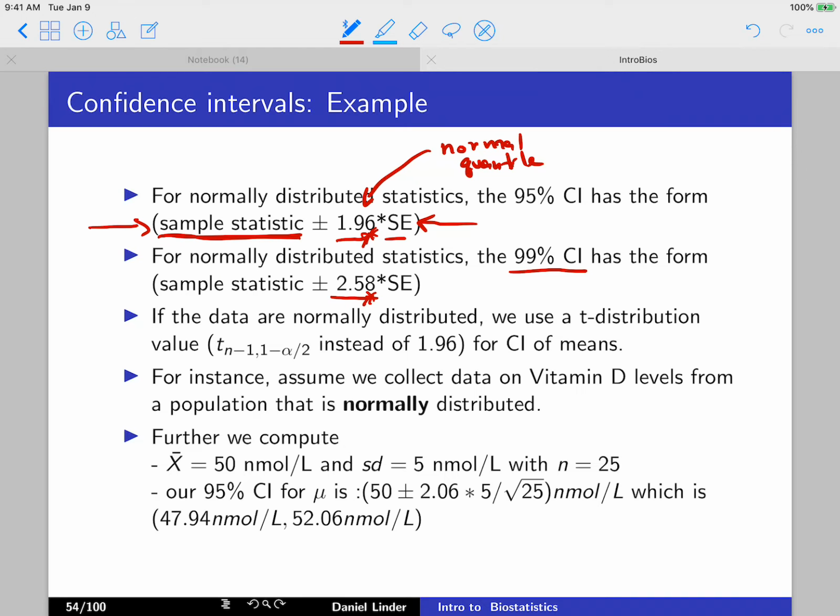So one of the most popular distributions in applied statistics is this so-called t-distribution.